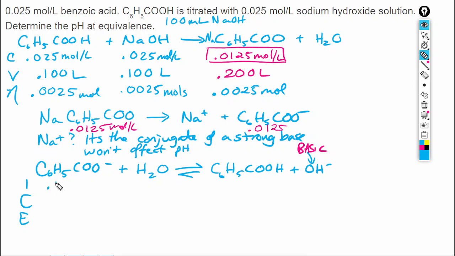So I know that initially my concentration of this is 0.25. I don't care about the water. How much of the benzoic acid do I have to start with? 0. And the OH minus? Also 0. This is going to increase or decrease? An increase, and it's all by 1-to-1 mole ratios.